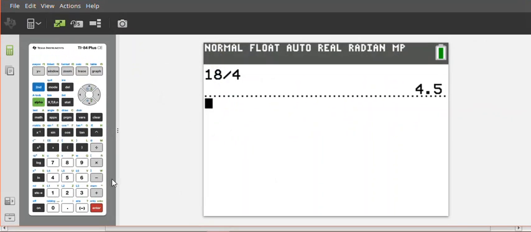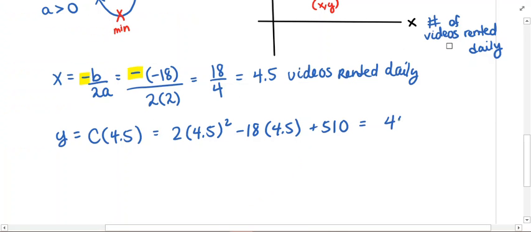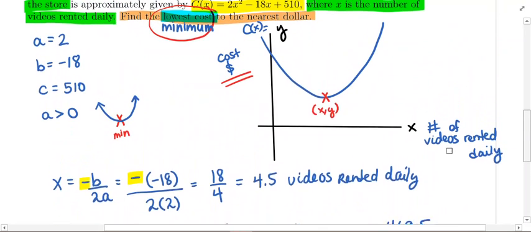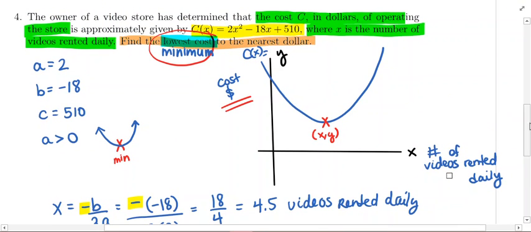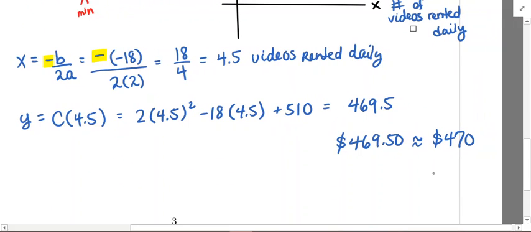So let's go do this on the calculator. We're going to get 2 times 4.5 squared minus 18 times 4.5 plus 510. This will yield the minimum cost to the vendor. So this is going to be 469.5. Remember, this is cost to the vendor, so let's put units on this. This is dollars and cents, $469.50. The question does ask us to round to the nearest dollar. So if you round this answer to the nearest dollar, this is $470. This is the lowest cost of operation.